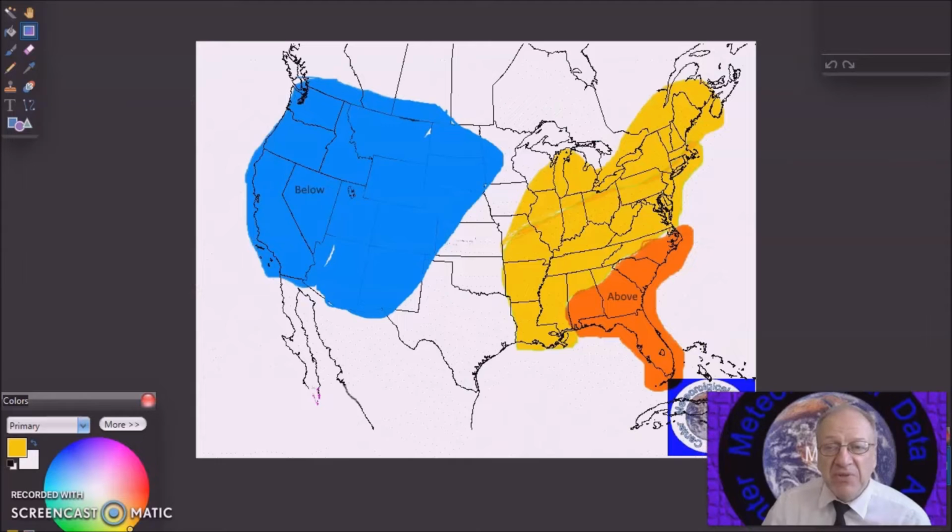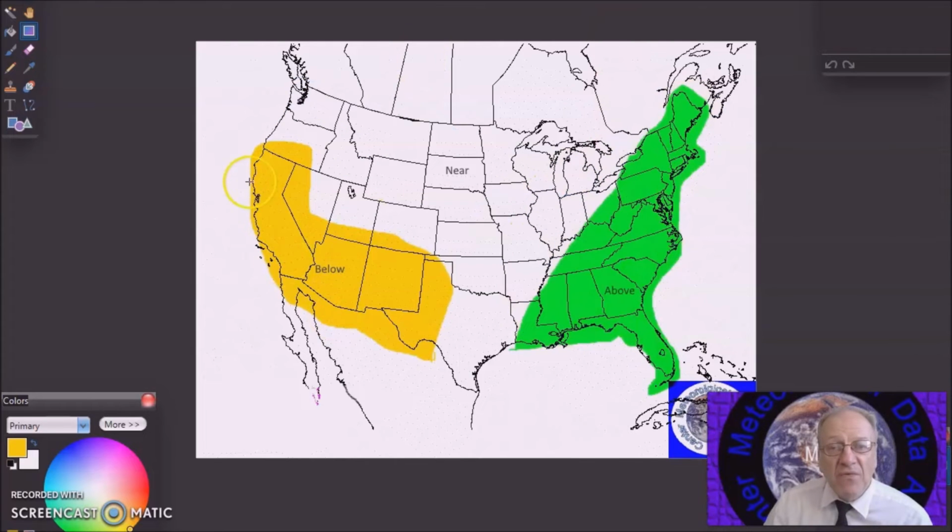Little change in temperature anomalies, maybe extension of above normal temperatures for the Mississippi Valley and Ohio Valley and Great Lakes region. And for precipitation, calling for below normal precipitation here. Probability of occurrence is 35%. And we have above normal precipitation for this region with the probability of occurrence near 40%.